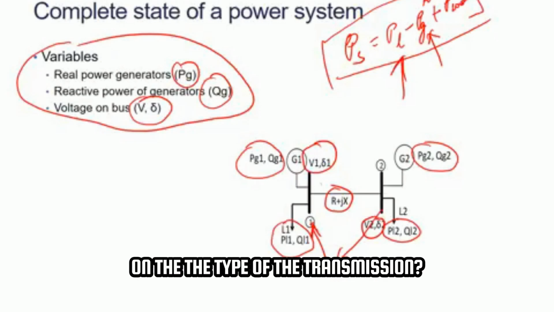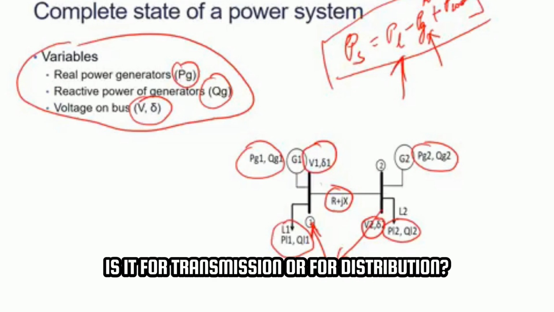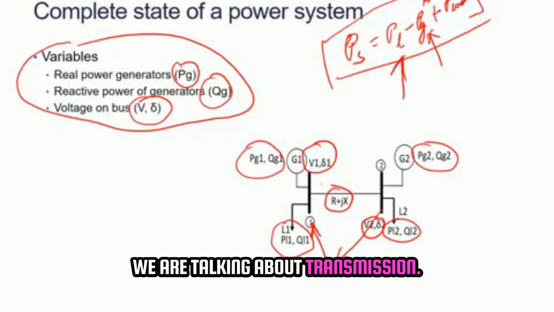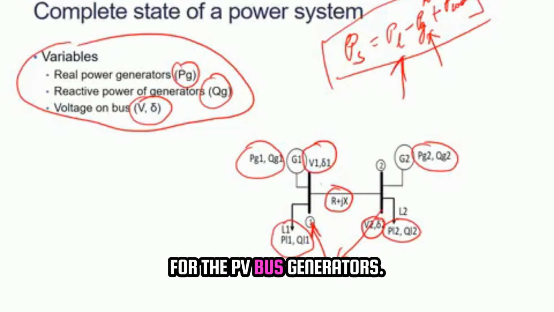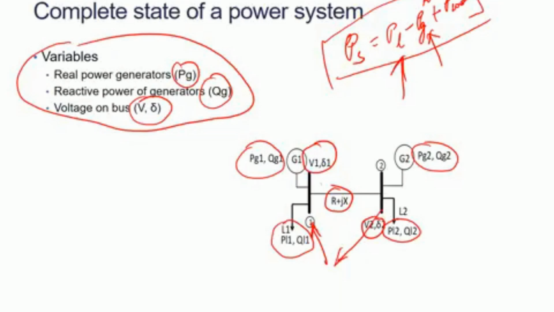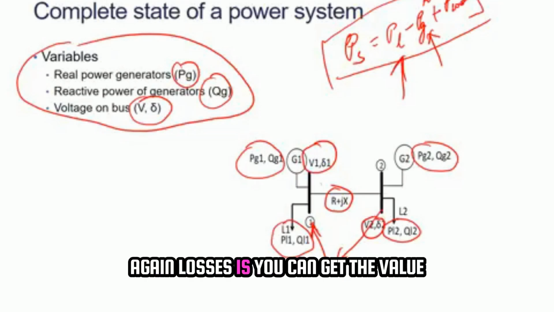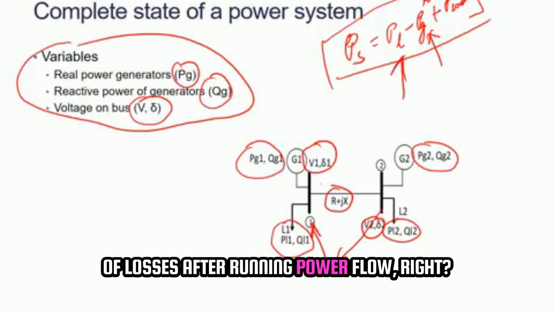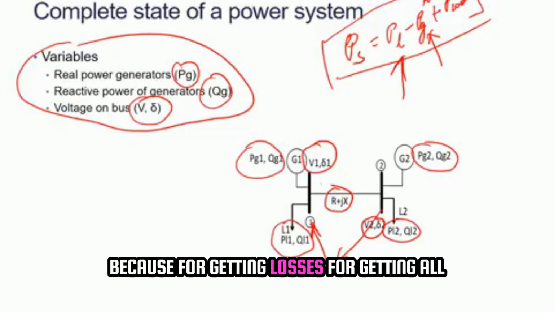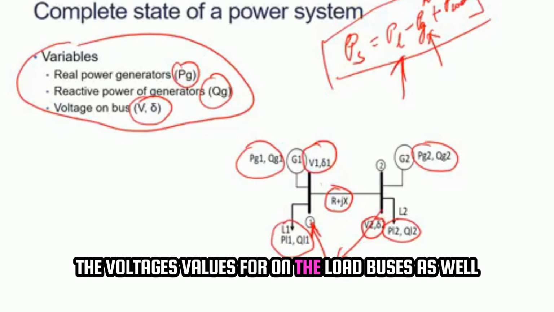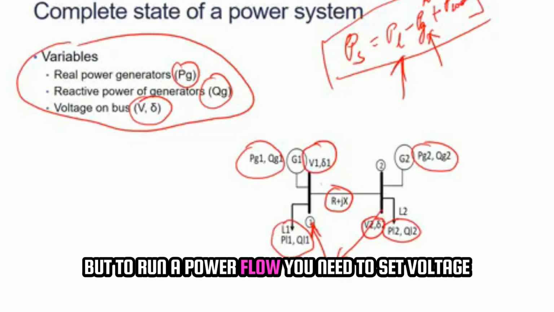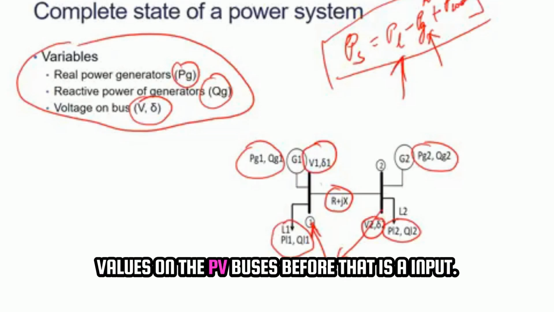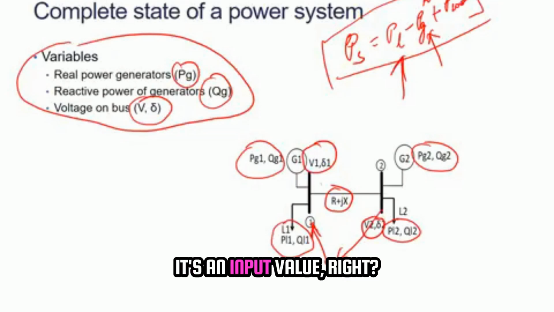It depends on the type of the transmission. Is it for transmission or for distribution? No, transmission. We are talking simply in power flows for the PV bus generators. Losses. No, again, you can get the value of losses only after running power flow, because for getting the voltage values on the load buses as well, you get the values after running power flow. But to run a power flow, you need to set voltage values on the PV buses before. That is an input value, right?